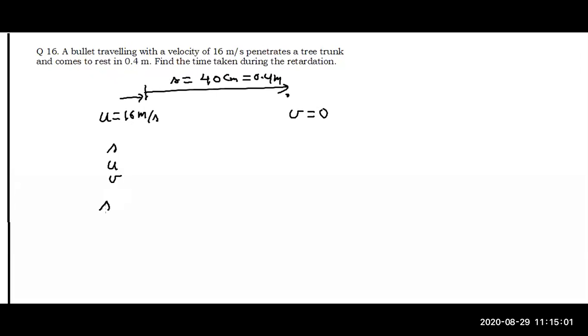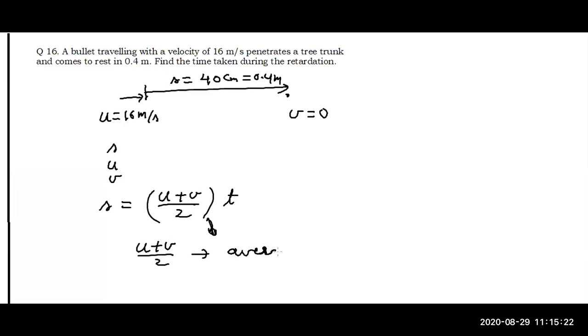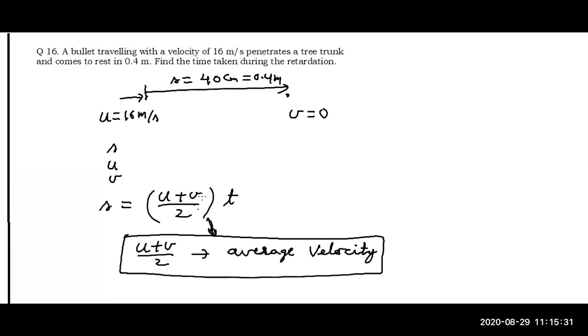So which formula should we use? We can use this one, S equal to U plus V by 2 into t. This is also one of the formulas. This is the formula for average velocity. This whole thing, U plus V by 2, is called average velocity, and this can be used here.